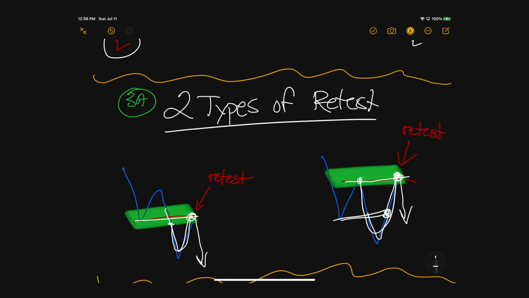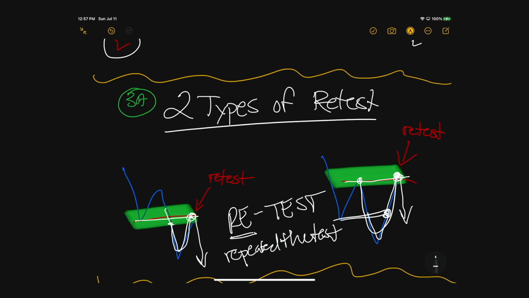All a retest is, is just what's in the name, right? Retest. What does "re" mean? It means it repeated itself. Repeated the test. And what did it test? The area. So all we're looking for is a second touch, because the "re" means that it touched more than once, which means it had to have touched for the second time.